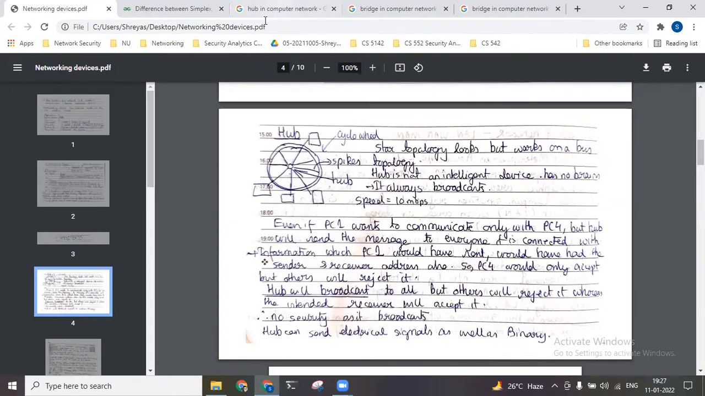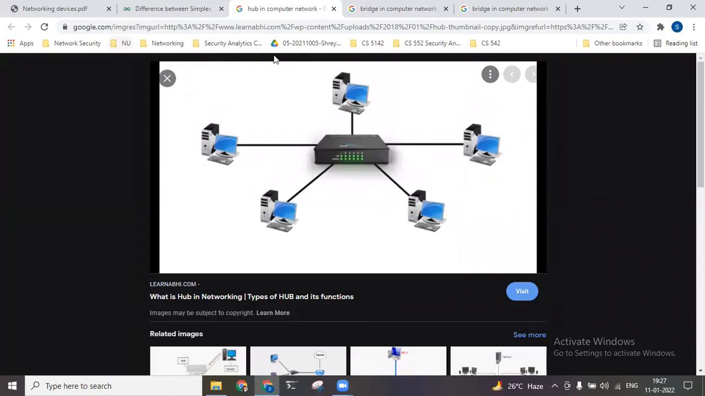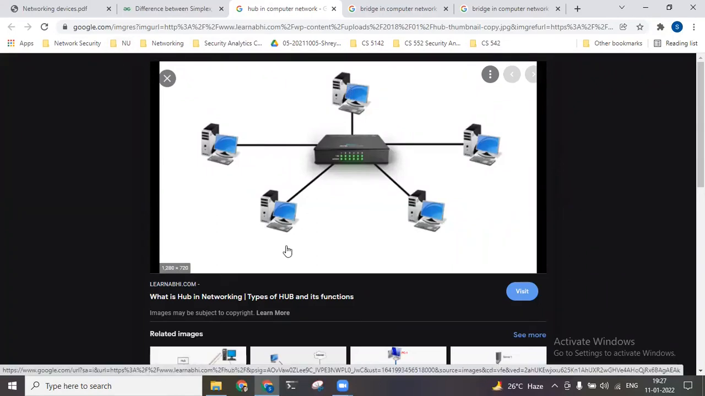To see this in an example, which I just got from Google randomly, if PC1 wants to communicate with PC4, there is no direct way for PC1 to interact with PC4. It has to broadcast the information, and the information will go to all the end devices, all the PCs, but it will say that this information is only for PC4. Then PC4 will accept and read the information, but others can ignore it. That is how a hub works, and this is not a very secure way.